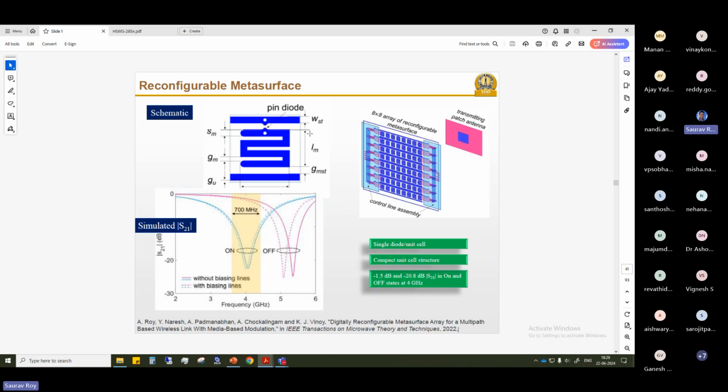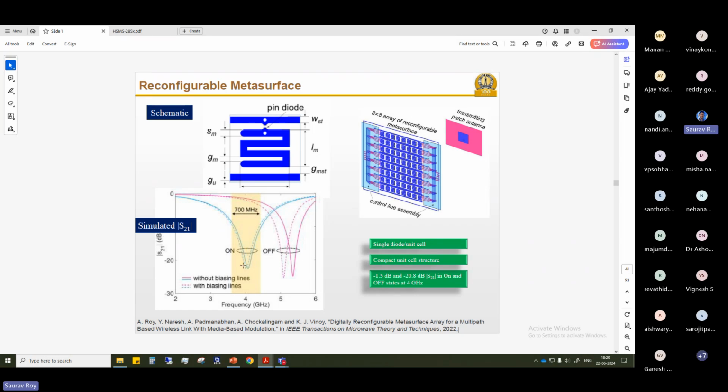So the unit cell for the metasurface is made like this. It looks like this, and it has a PIN diode here. Each unit cell has a PIN diode, and if you switch the PIN diode here, then if you see the S21 data, it shifts.